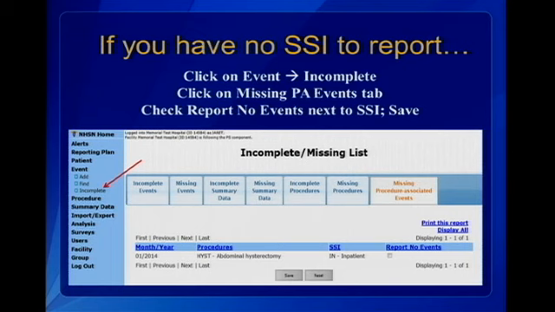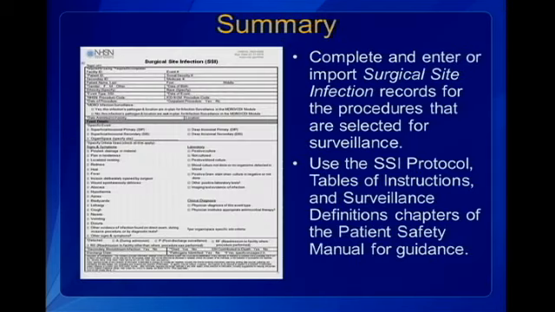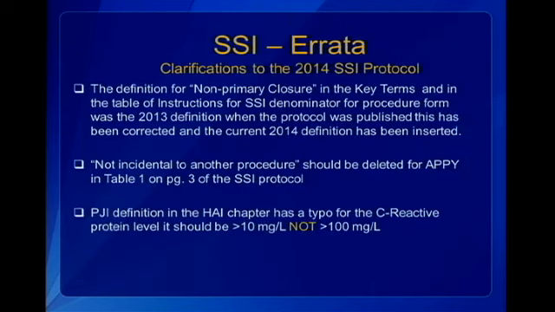They want to make sure you didn't forget to enter any, and especially when states and people were being validated, they really want to know that it wasn't just, oops, I forgot to put them in. It's really, no, I didn't have any. And then you're going to report the no events and click the save button. So in summary, you want to complete and enter a surgical site infection record for every procedure that's in your surveillance plan using all these wonderful instructions that I've been pointing you to.